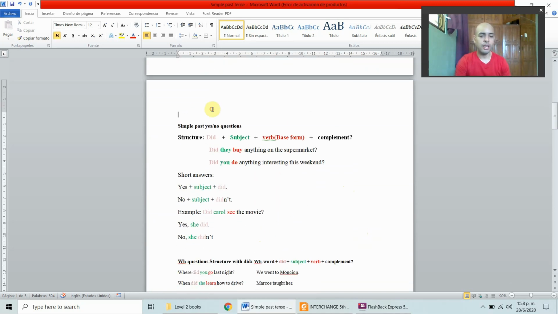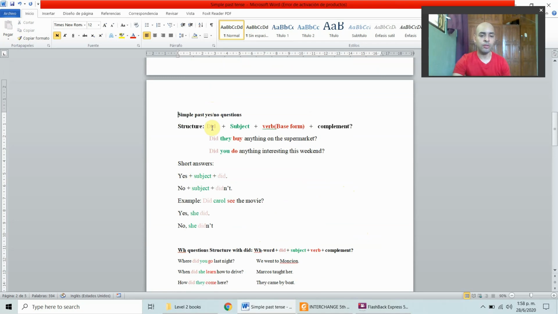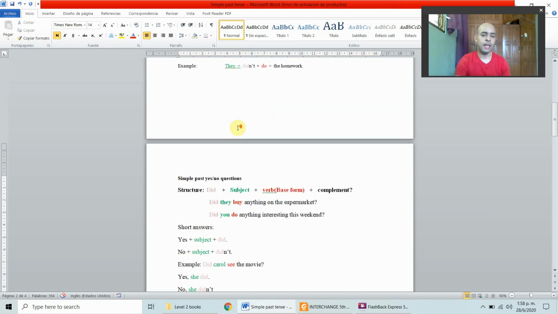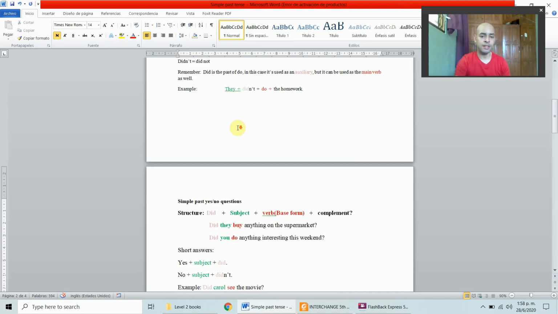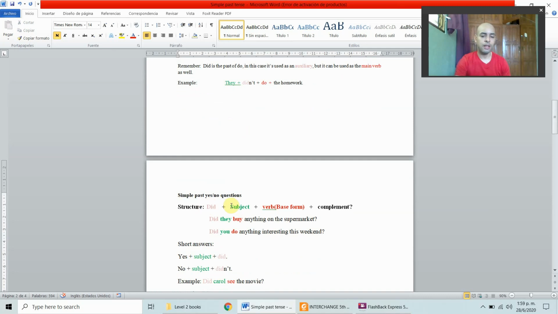So let's continue. The simple past yes and no questions. What is the structure? First we use did. Did and the subject change places. Did, the subject, the verb in the base form or normal form, and the complement, and of course the question mark. Did they buy anything at the supermarket? Did, the auxiliary. They, the subject. Buy, the normal form of the verb, the base form, and the complement.